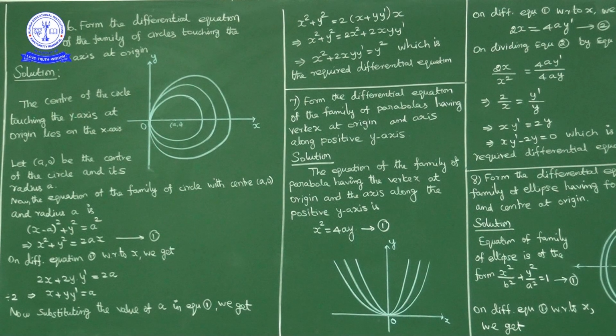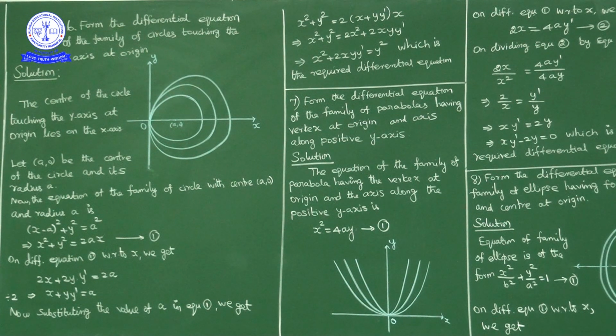Okay, next, question number 7. Form the differential equation of family of parabolas having vertex at origin and axis along positive y-axis. Axis along positive y-axis means upward parabola, and vertex at origin means it is a standard family of parabolas.